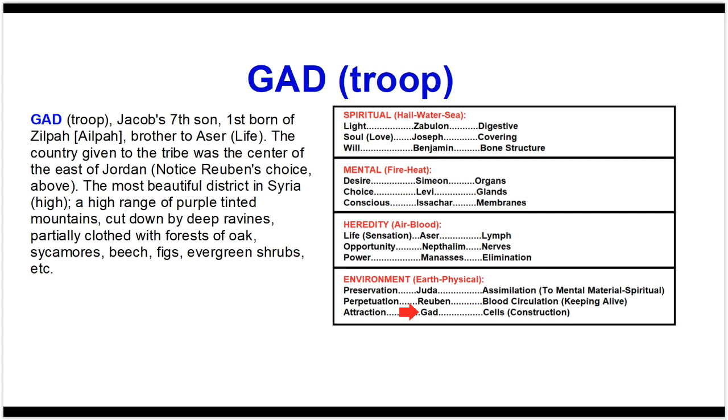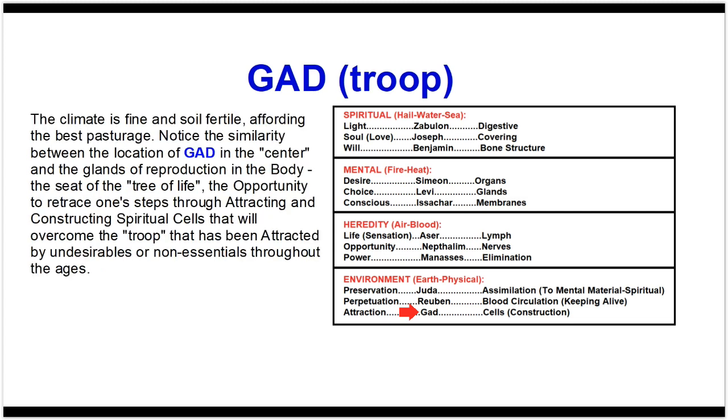Gad, troop, Jacob's 7th son, firstborn of Zilpah, brother to Asher, life. The country given to the tribe was the center of the east of Jordan. Notice Reuben's choice, above. The most beautiful district in Syria, a high range of purple-tinted mountains, cut down by deep ravines, partially clothed with forests of oak, sycamores, beech, figs, evergreen shrubs, etc. The climate is fine and soil fertile, affording the best pasturage.